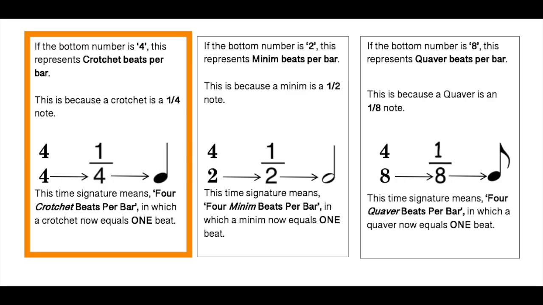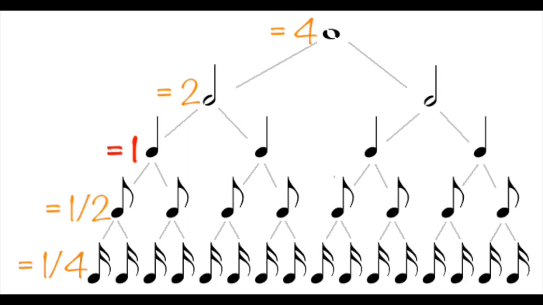Let's go back to the fraction thing. So if the bottom number is a 4, that represents quarter notes, or crotchets, which means a quarter note equals 1 beat, then a half note equals 2 beats, an eighth note equals half of a beat, a whole note equals 4 beats, and so on and so forth. The note values always stay relative to one another.